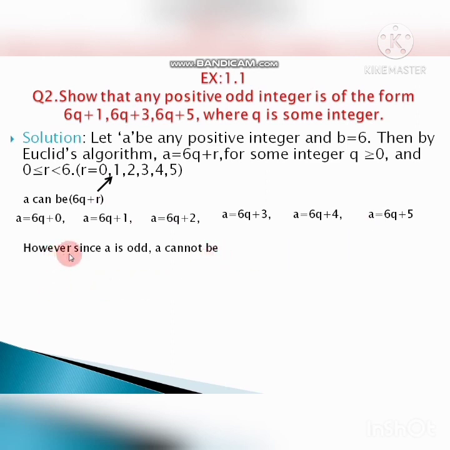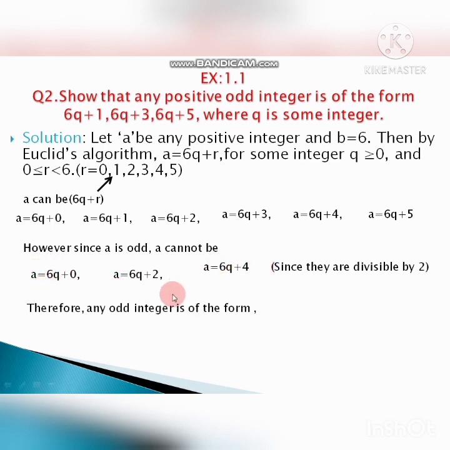Now after that it is given that, however, since a is odd, because we have to show that any positive odd integer, a cannot be 6q plus 0, because we want an odd integer. So a cannot be 6q plus 0, 6q plus 2, or 6q plus 4, because they are divisible by 2. 0, 2 and 4, they are divisible by 2. So since a is odd, a cannot be these three values.